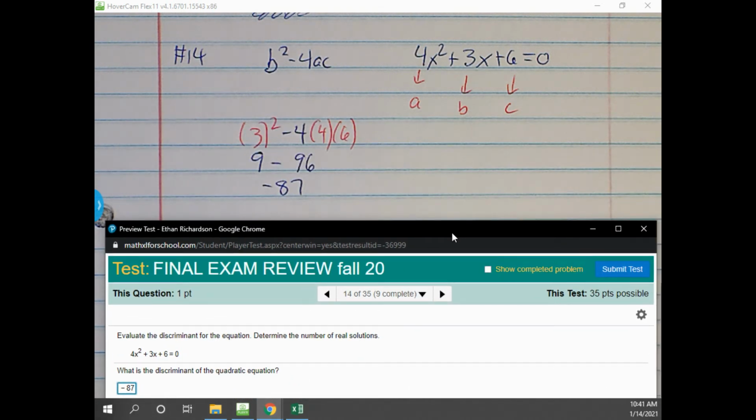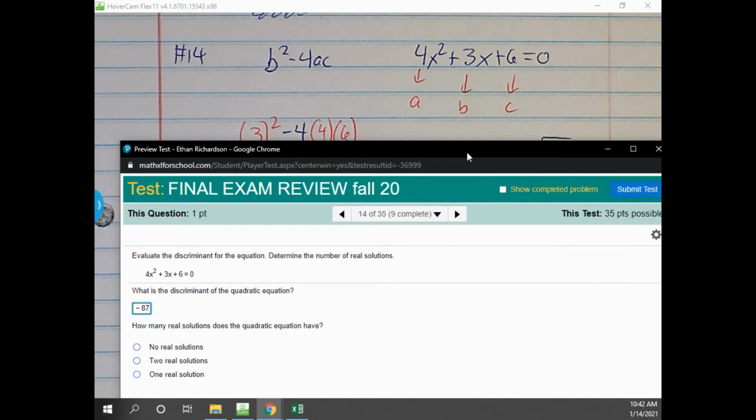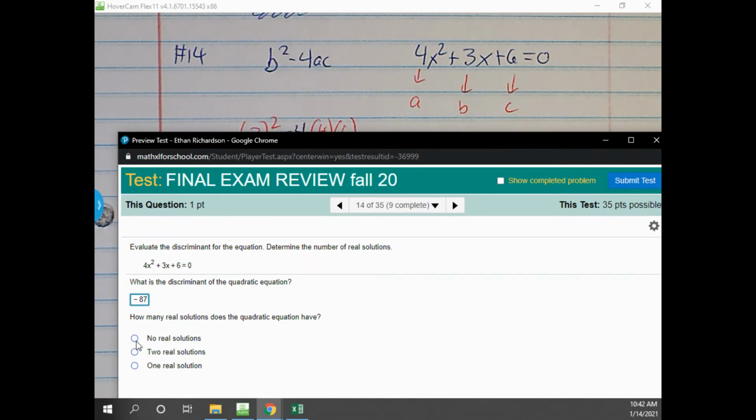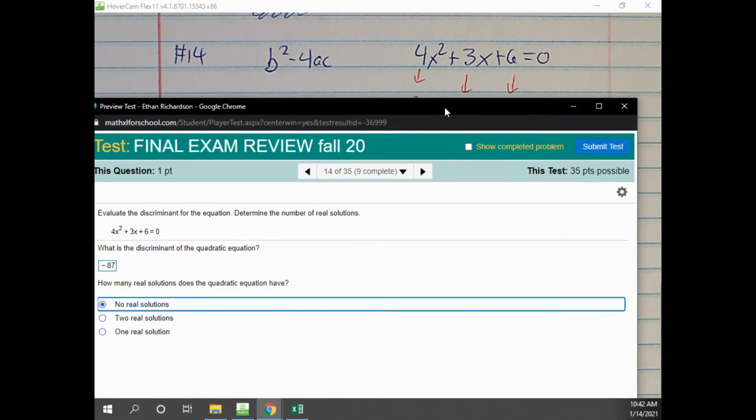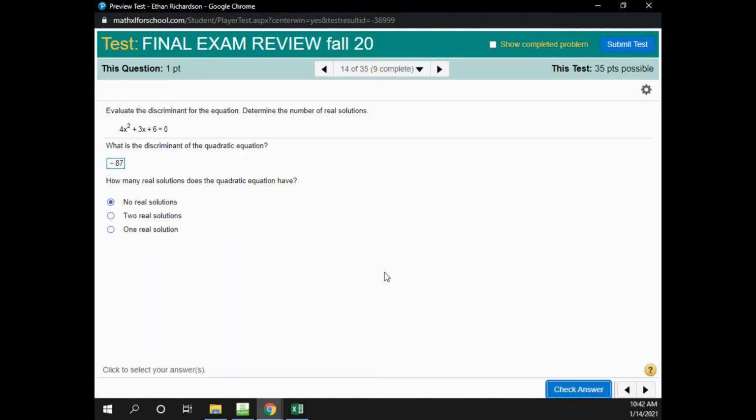Once you get that number, here's what you have to remember: if that's a negative 87, this would be the number that would go, if we're going to do the quadratic formula, inside the square root. If you square root a negative number, do you get a real answer? We don't. Now, if it was positive, yes, we could get a number. But remember, if you square root a negative number, that's an imaginary answer. And this one says, how many real answers do we get? Well, they're imaginary, so there's no real solutions on this thing. Check it, and then we're good to go.